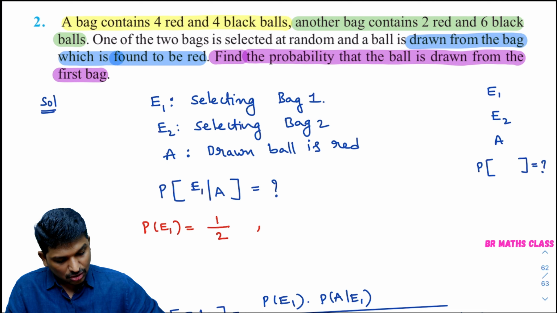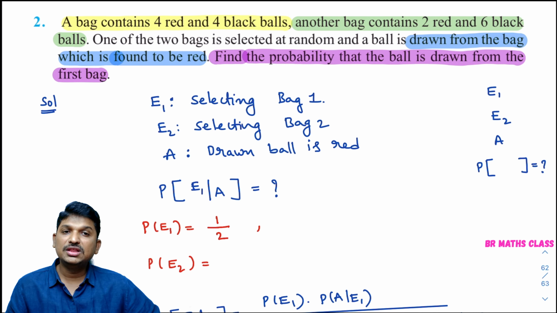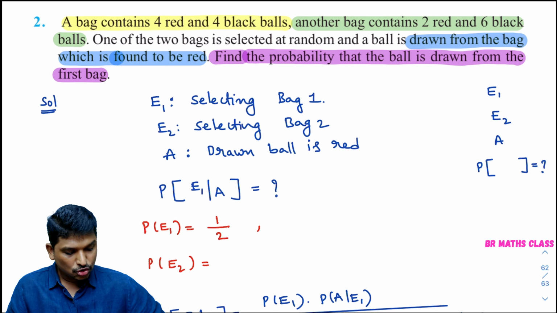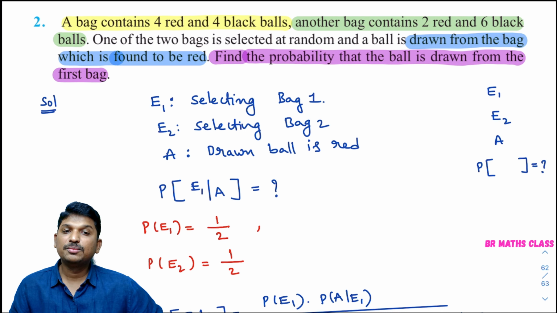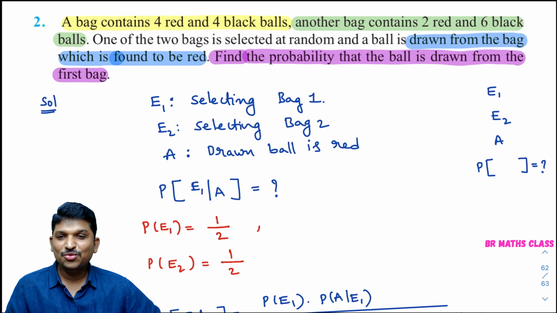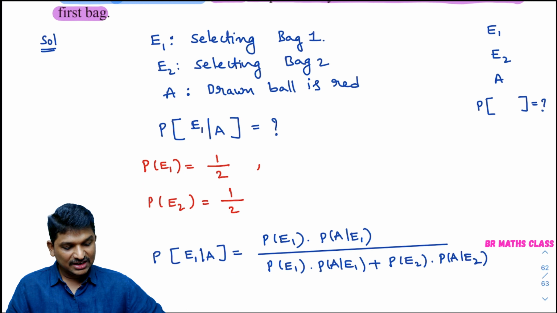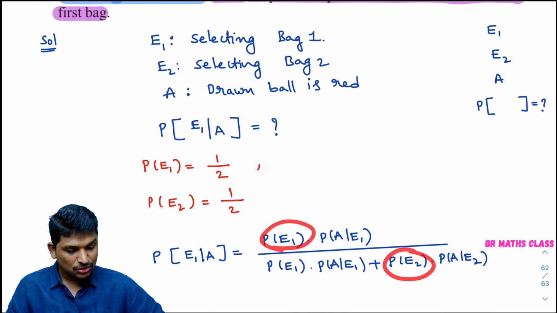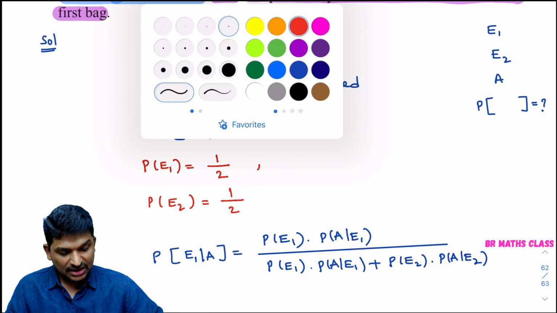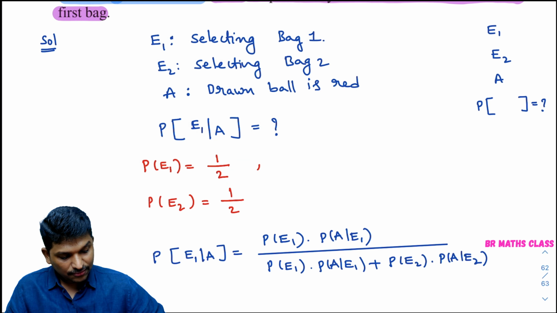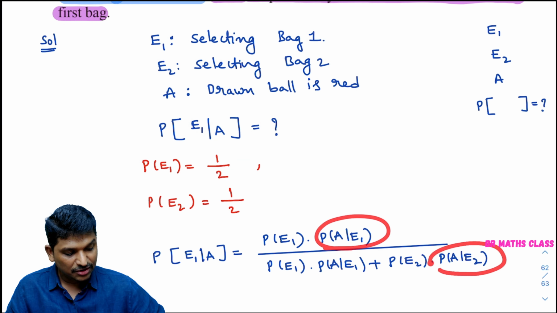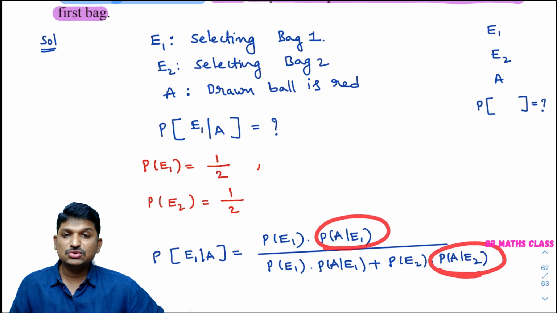Okay. Probability of E2. That means what is the probability of selecting the second bag from 2 bags? Total results 2, so I'll write divided by 2. Only one bag is bag 2, right? 1 by 2. So as I need probability of E1, probability of E2, I calculated that. Now what do I need? I need probability of A by E1, probability of A by E2. Once you know these two things, we'll just substitute in the formula and we'll get the answer.